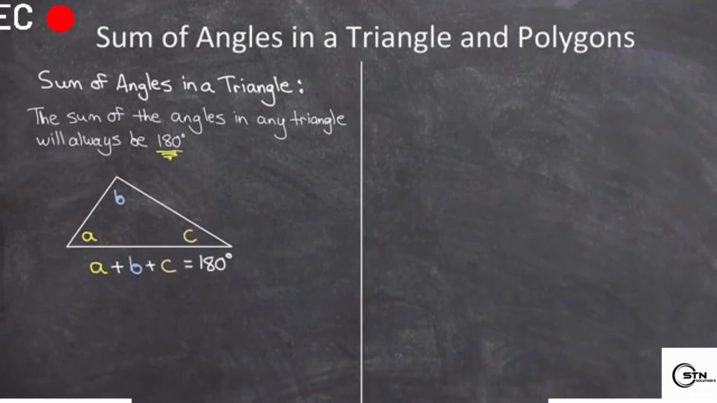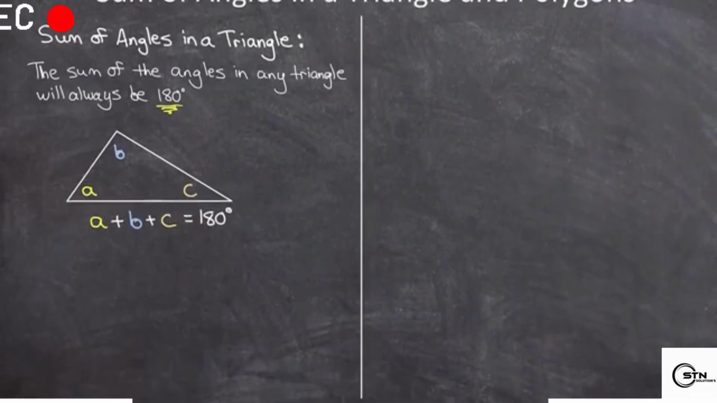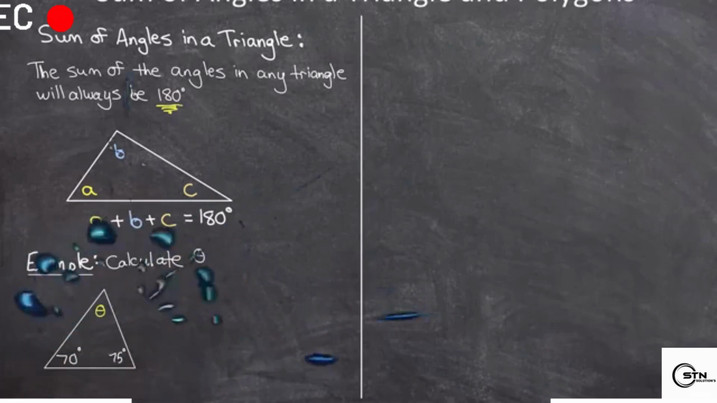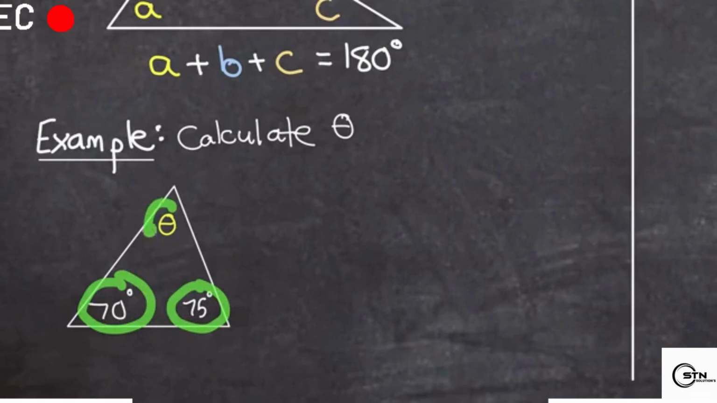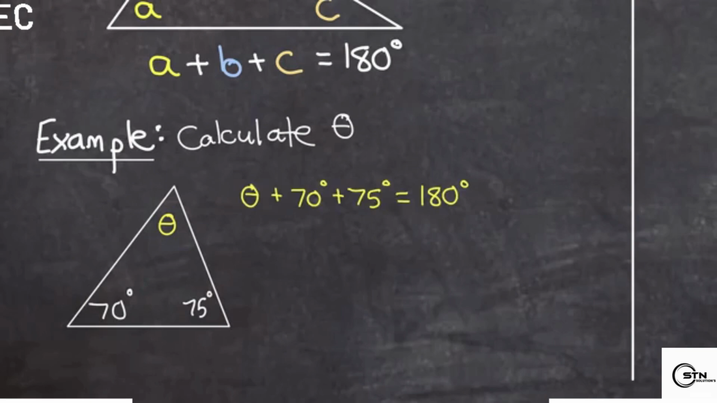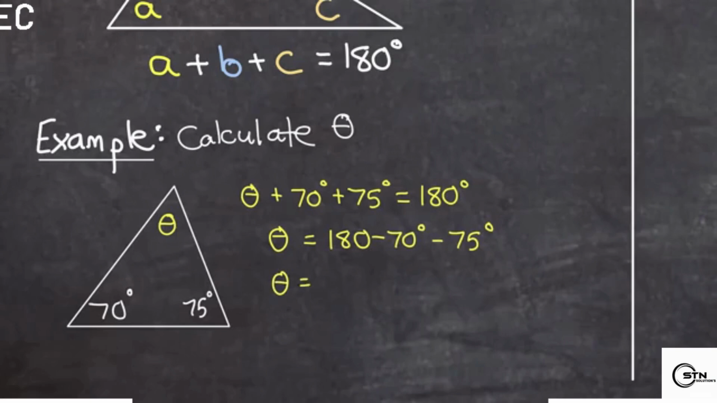So let's do a quick example involving the interior angles of a triangle. In this example, I need to calculate angle theta. And if I zoom in, I see that I know two of the interior angles of a triangle, and I'm looking to calculate the third. Well, I know all three interior angles of a triangle always add up to 180. So to calculate theta, I just have to subtract 70 and 75 from 180. And that would tell me that angle theta is equal to 35 degrees.